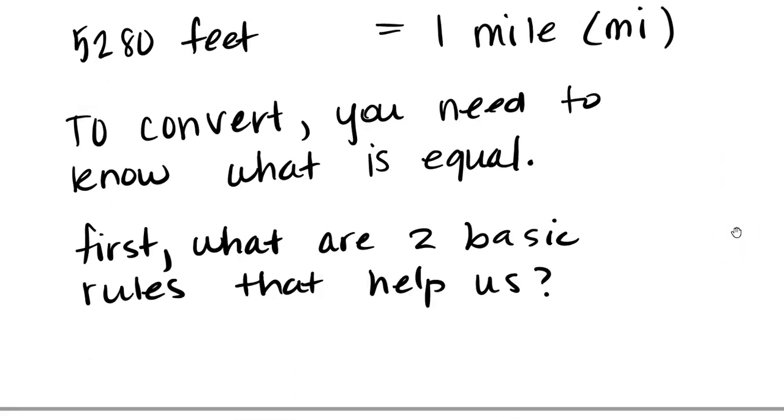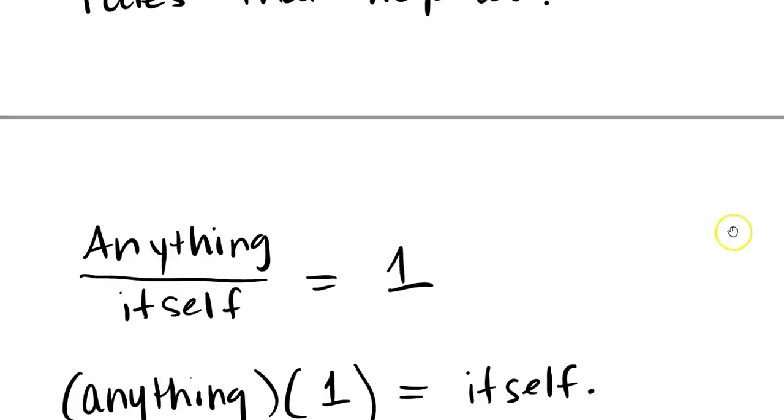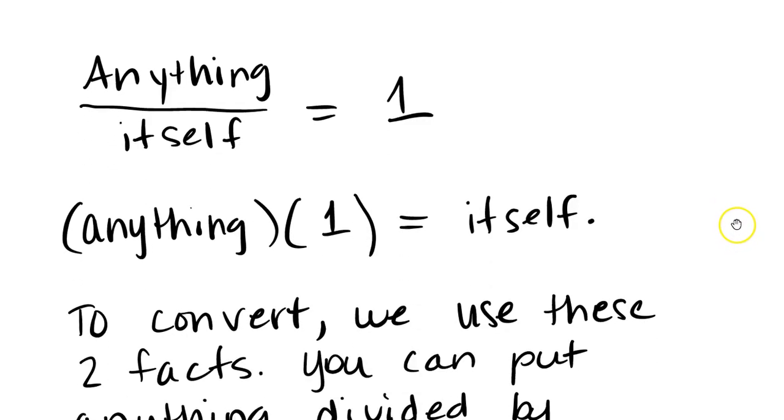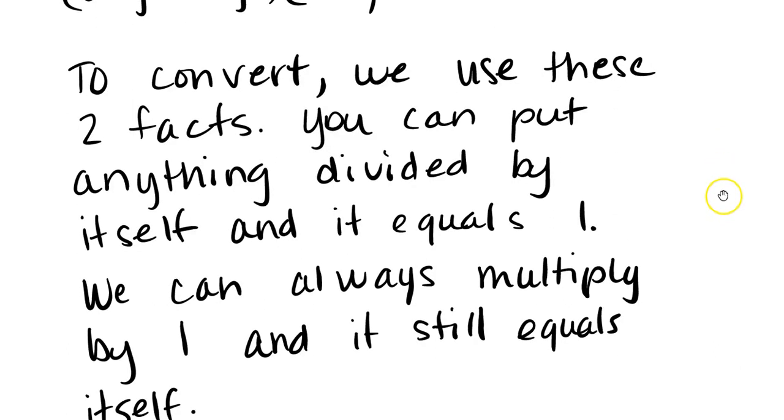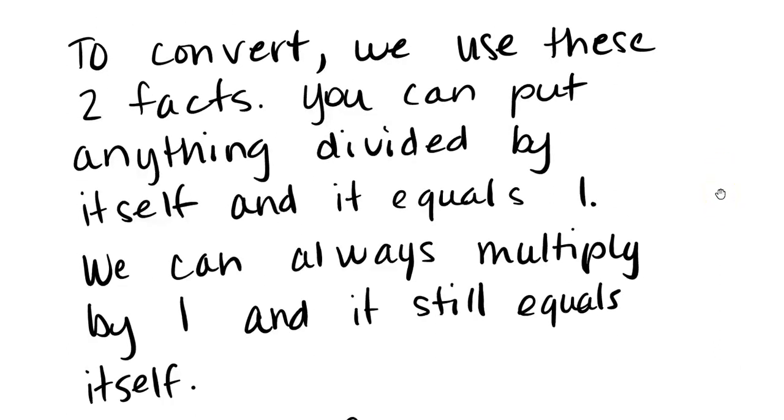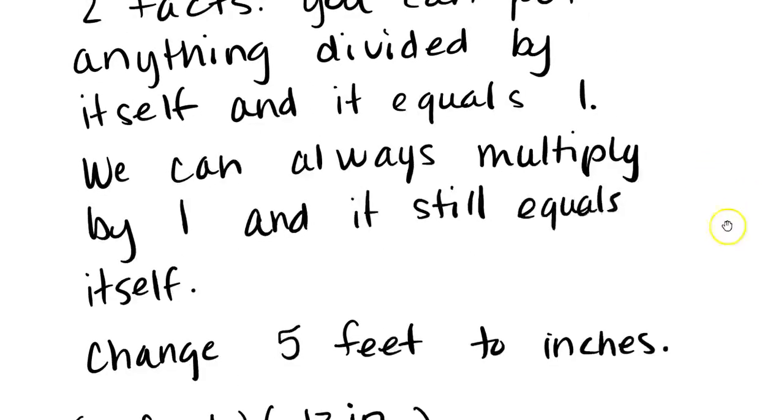First, what are two basic rules that help us? Anything divided by itself equals 1, and anything times 1 equals itself. To convert, we use these two facts. You can put anything divided by itself and it equals 1. You can always multiply by 1 and it still equals itself.